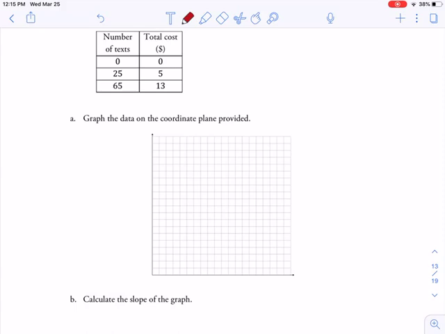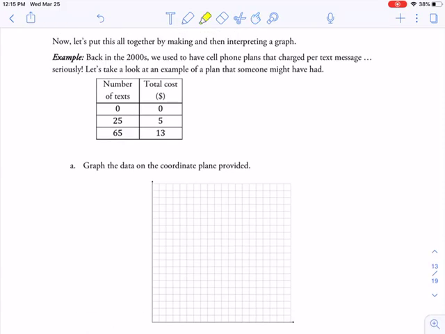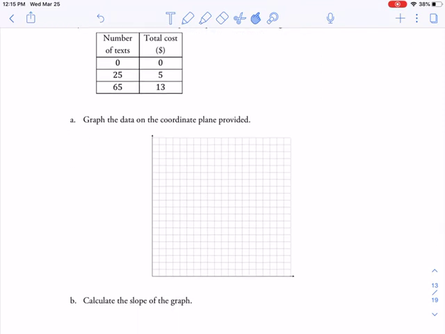If we take a look at this number of texts versus total cost, we can see that the number of texts that you send will determine how much you pay, right? Because you're getting charged per text message, however much you text will determine how much you're paying. Because of that, the number of texts is the independent variable, and the total cost is the dependent variable. Remember that the dependent variable always goes along the y-axis, and the independent variable always goes along the x-axis. So we're going to do that.